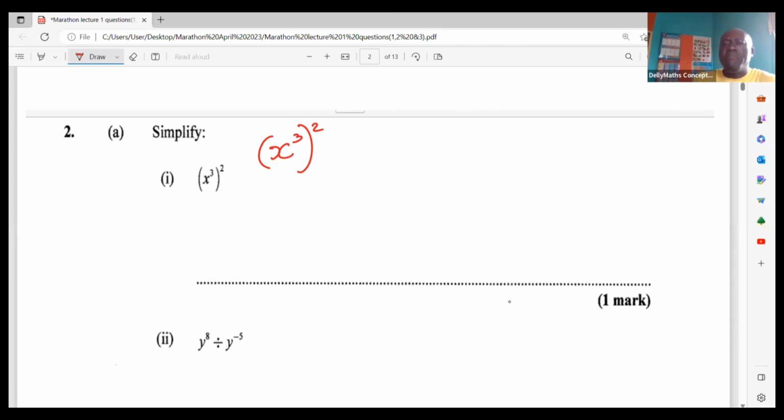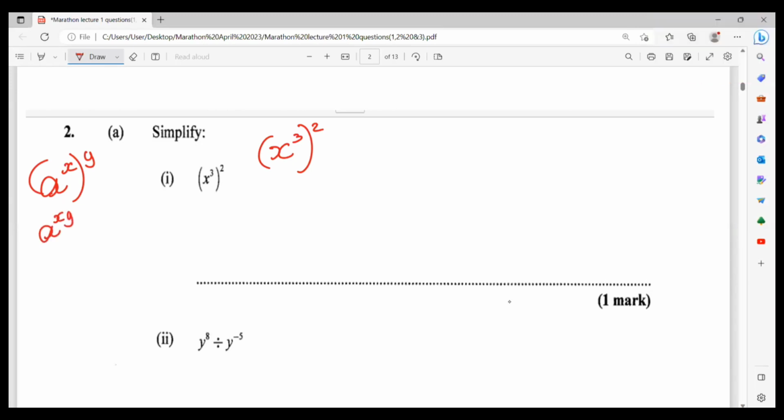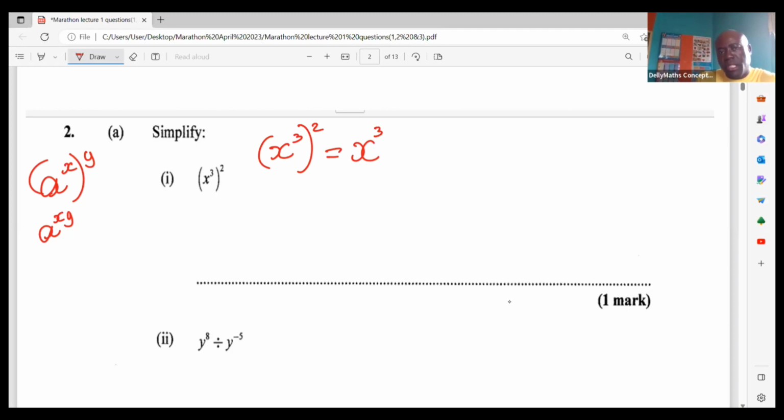If you are somebody who remembers indices rules, there's a rule that says if you have, let us say, a raised to the x, and then all of that in a bracket raised to another power, the final result is to multiply the powers. So you multiply the powers. Yeah, so that's one of the approaches. So that means this could be equal to x raised to the third times a little 2 up there. And that would have given you x to the 6, which is 1 mark.